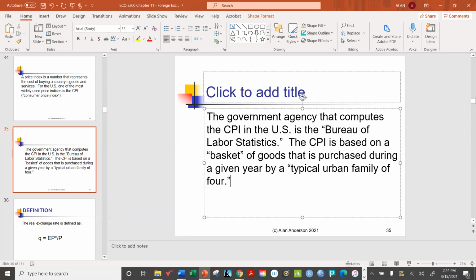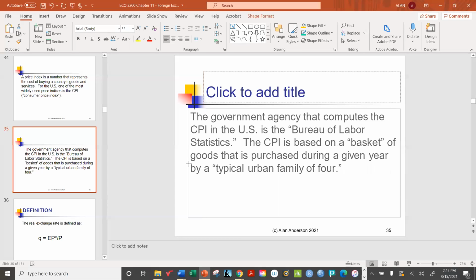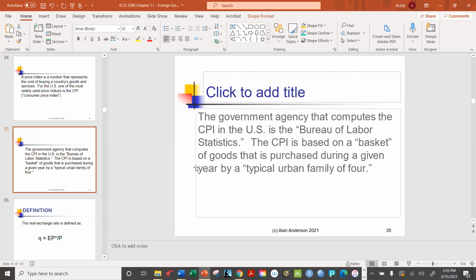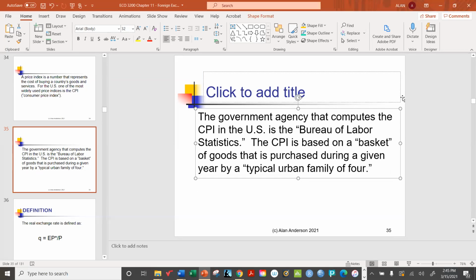So in other words, they have sat down and said, listen, let's try to figure out what a typical urban family of four might buy during a given year. And every year they go out and they determine the prices of those goods and they put those together into an index, which is known as the CPI. So that is a measure of inflation in the United States, specifically the cost of living. Now, there's other measures of inflation, but this is the one that directly impacts consumers, the CPI.